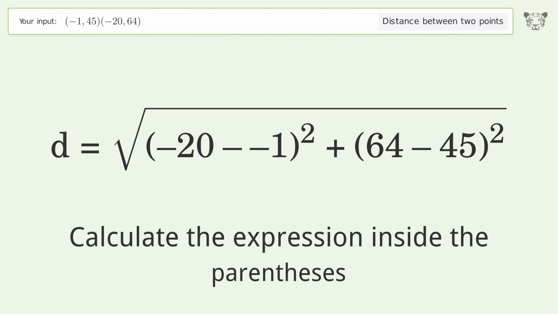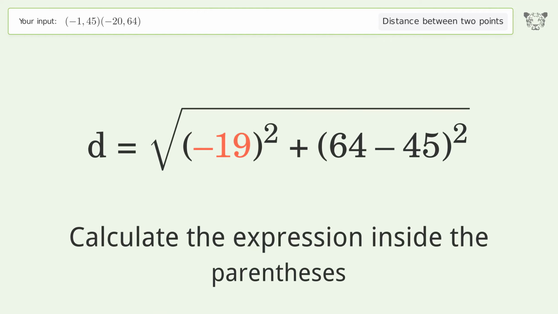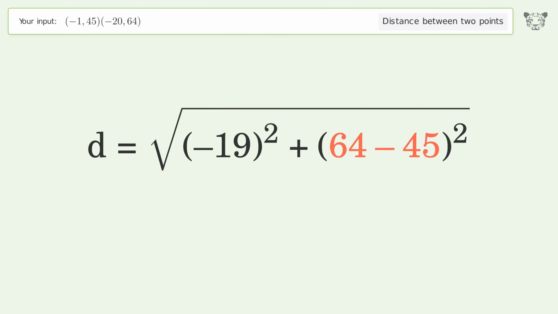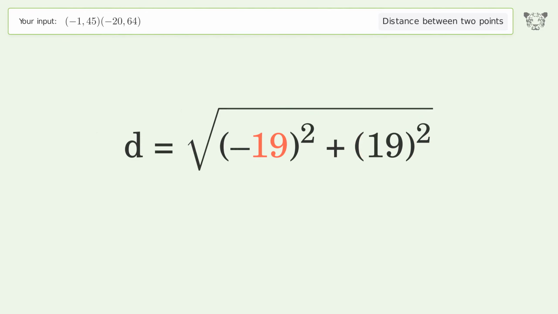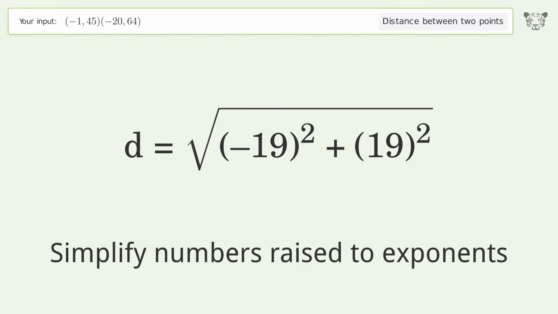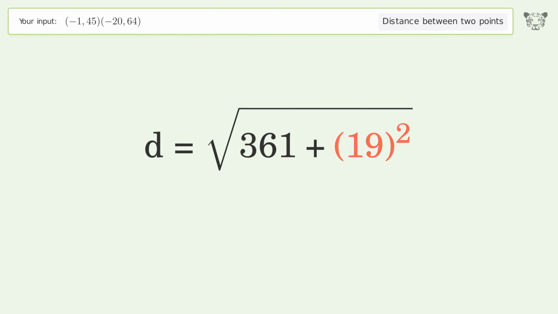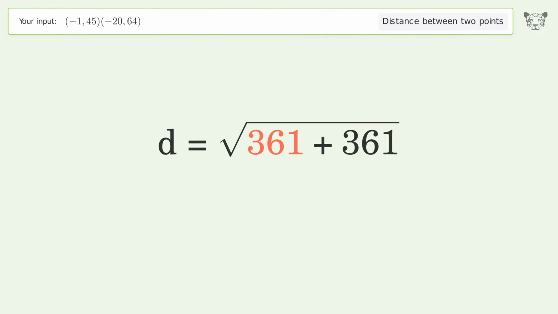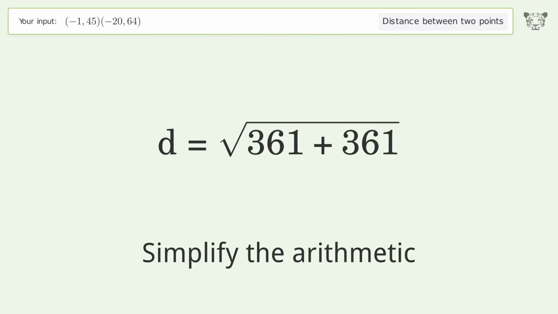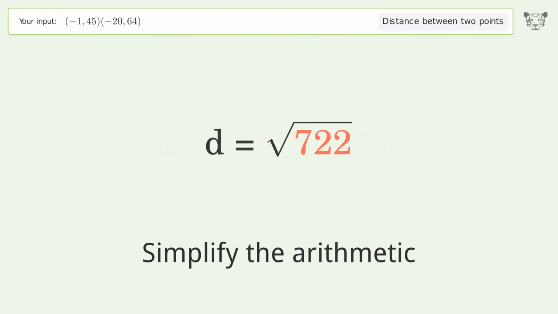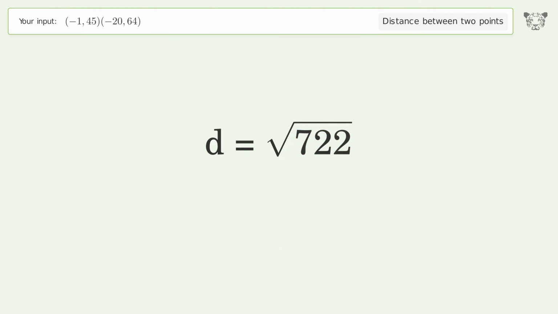Calculate the expression inside the parentheses. Simplify numbers raised to exponents. Simplify the arithmetic. And so the distance between the 2 points is the square root of 722, or 26.87.